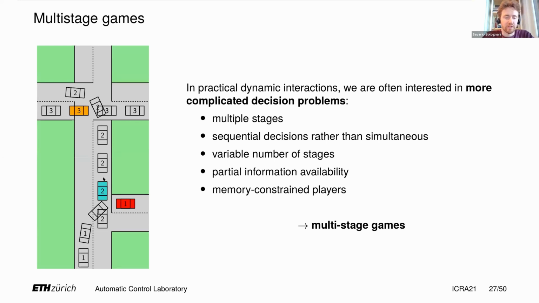While driving, vehicles observe what the others are doing. The decisions are sequential: you observe what the other one is doing, and then based on that, you decide what to do. Even the number of stages may be longer or shorter, like how long the game lasts depends on how much you interact with others. Plus other things that we're not going to cover too much today, to be honest, like partial information availability or memory-constrained players. Like, you're an autonomous vehicle, you surely remember what you've just done in your maneuver, but you might not keep track of all the maneuvers you've been doing in the last 10 days, right? So these kinds of games are what are called multi-stage games instead of single-stage games.